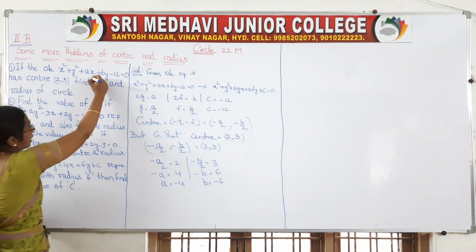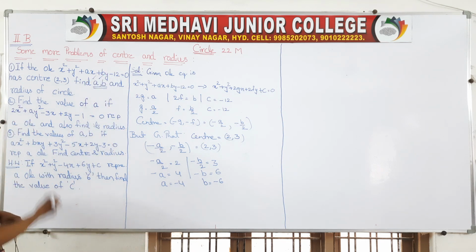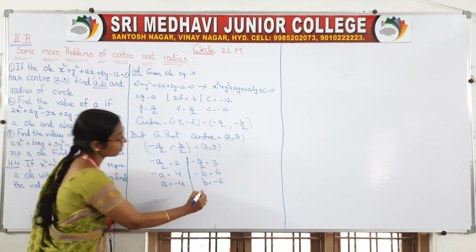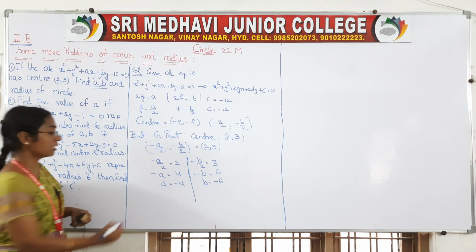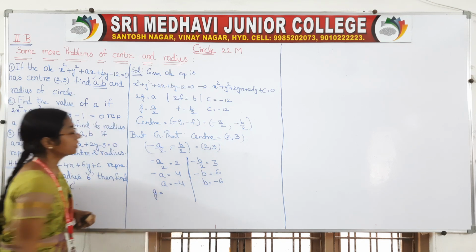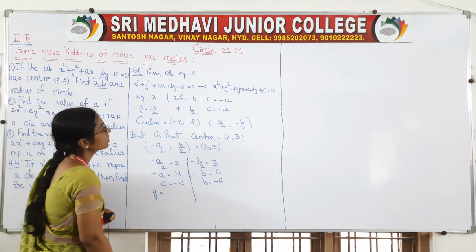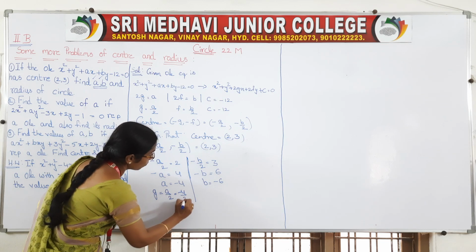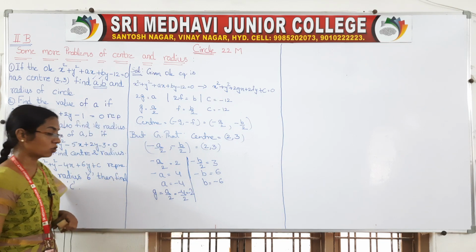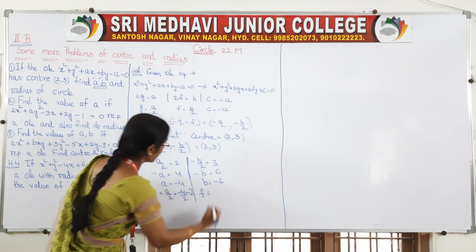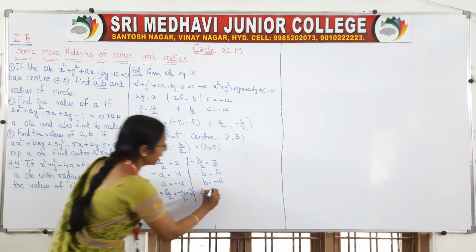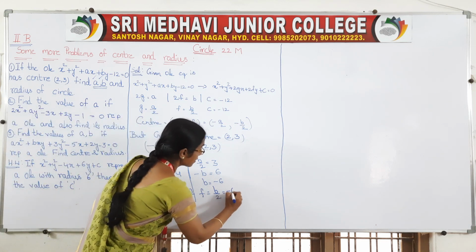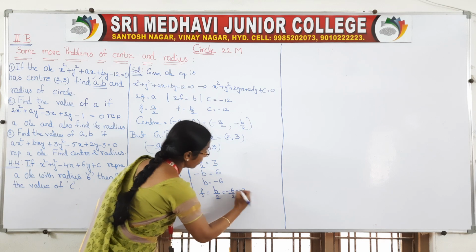We got our a, b values. We have to find the radius. So what is the formula for radius? Root of g square plus f square minus c. So for that we want the g value. What is our g? It is a by 2 is equal to minus 4 by 2, that is minus 2. Similarly, what is your f? It is b by 2, and your b is minus 6, so minus 6 by 2 is equal to minus 3.